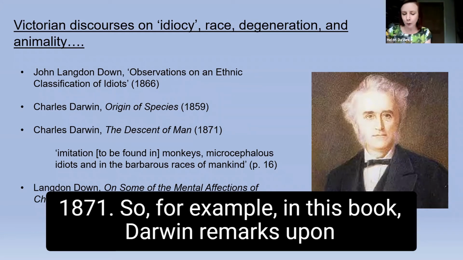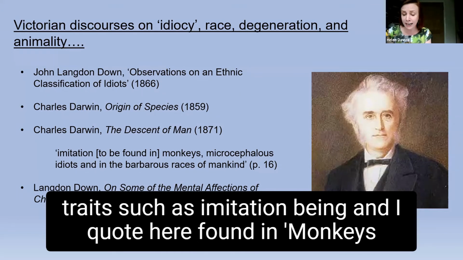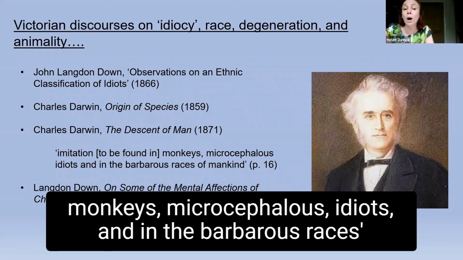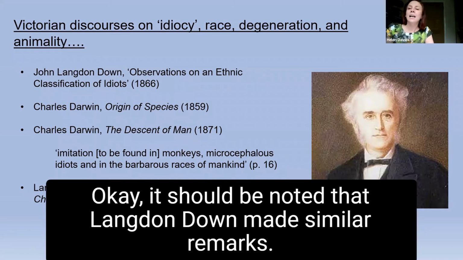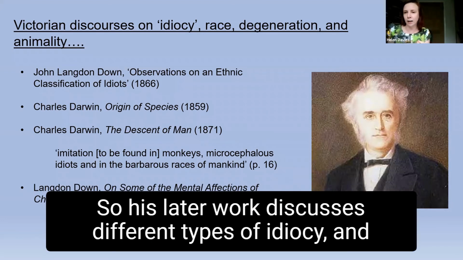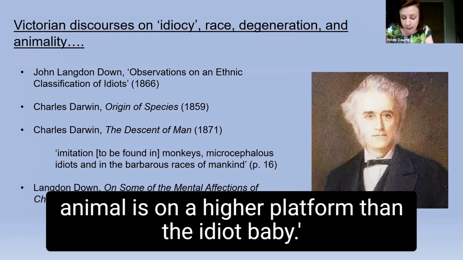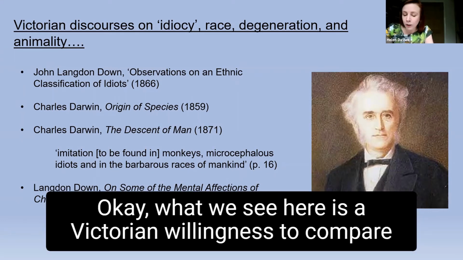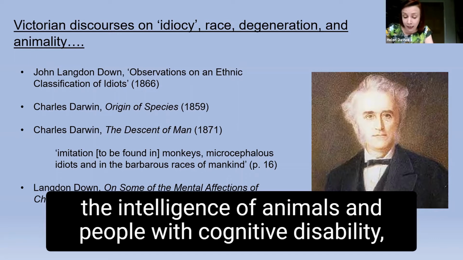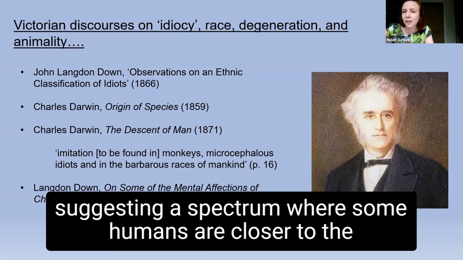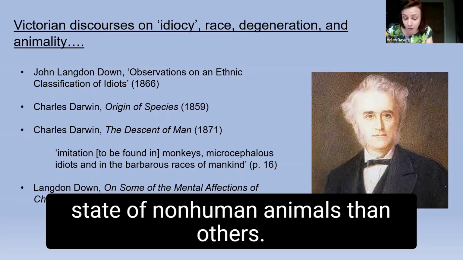For example, in this book, Darwin remarks upon traits such as imitation being, and I quote here, "found in monkeys, microcephalous idiots, and in the barbarous races of mankind." It should be noted that Langdon Down made similar remarks. His later work discusses different types of idiocy, and he concludes that "so far as instinct is concerned, the young animal is on a higher platform than the idiot baby." What we see here is a Victorian willingness to compare the intelligence of animals and people with cognitive disability, suggesting a spectrum where some humans are closer to the state of non-human animals than others.